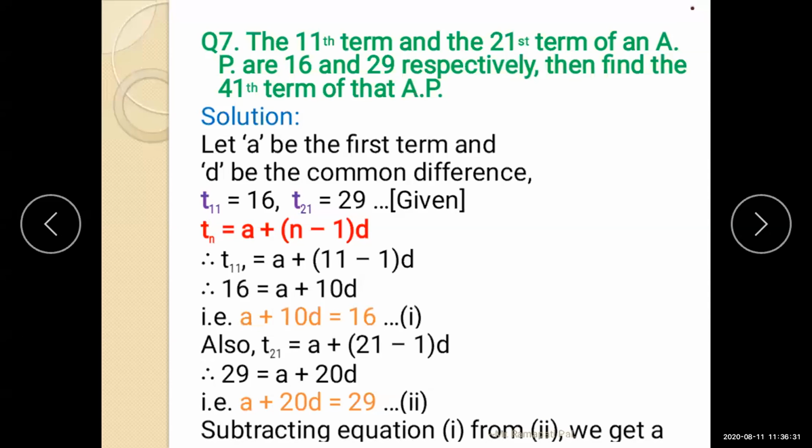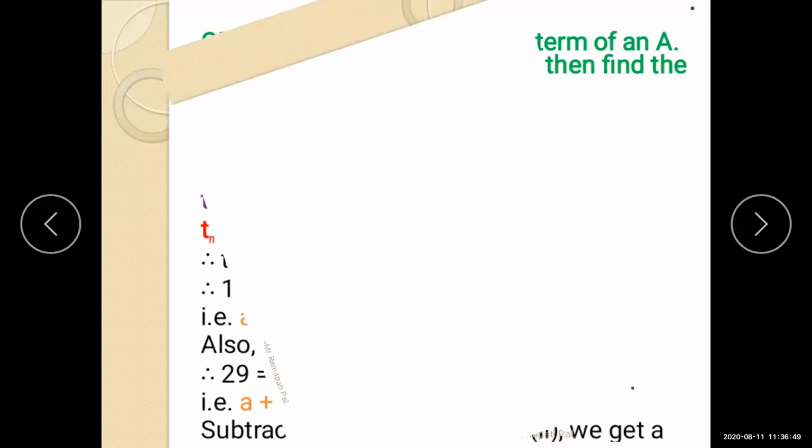Now, subtracting equation 1 from 2. Let's see what we get. Is it clear? Everyone is ready? Okay, Neha, very good. Let's see what we get when we subtract.